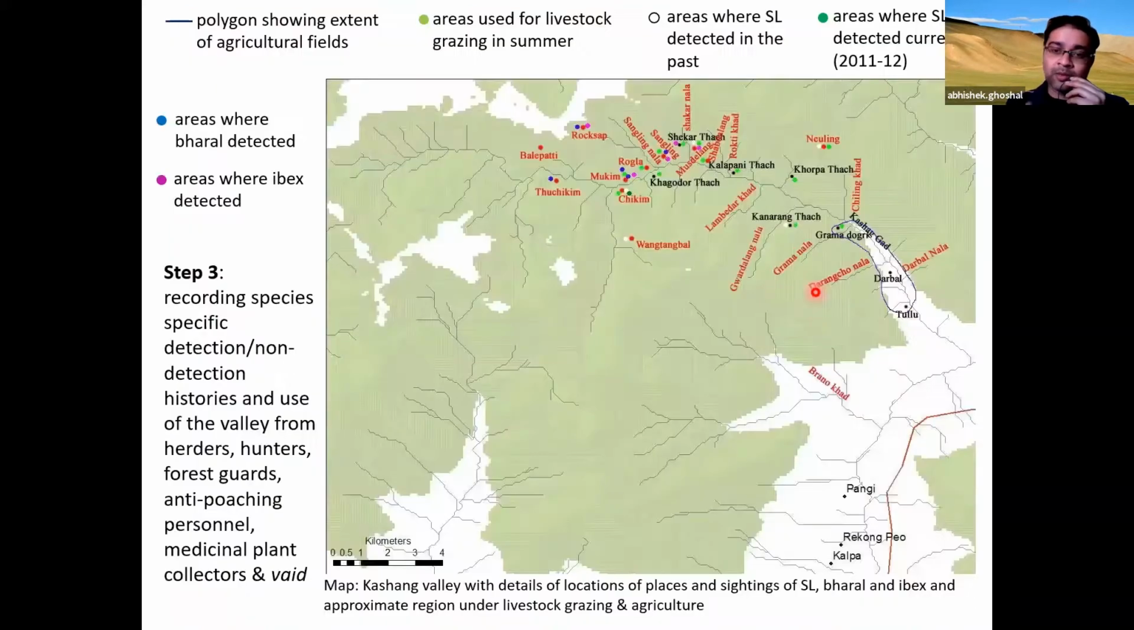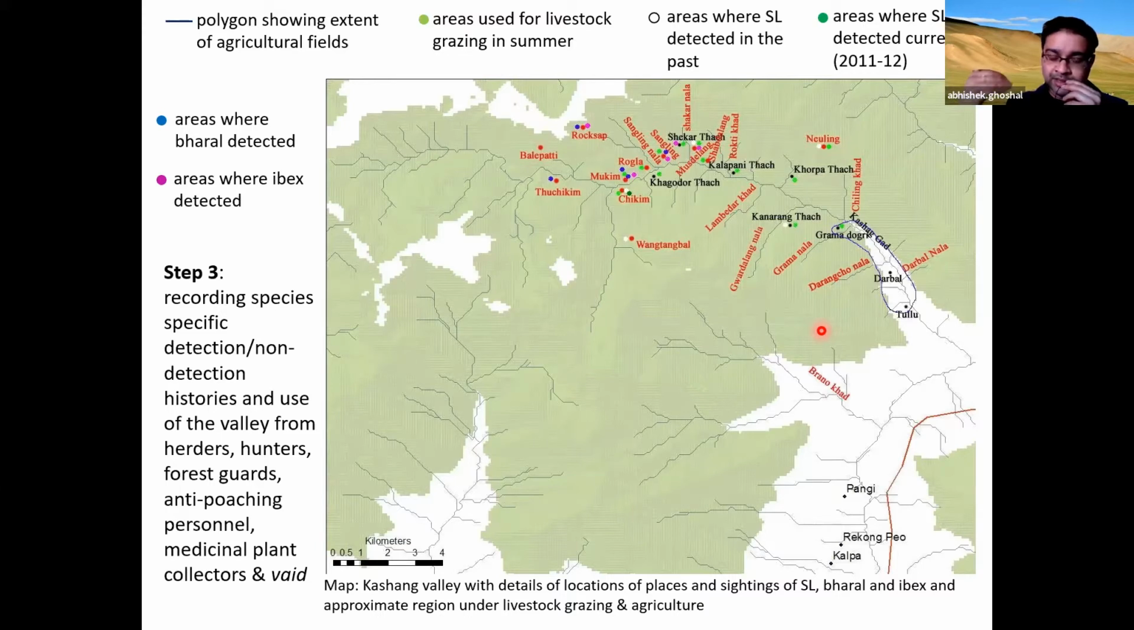And there, if you can see these colored dots on the map, for example, the green dots are where people had seen snow leopards during 2011-12. During 2012, we were doing these surveys. So over the last year, where they had seen snow leopards are in green. The pink or purple dots are where people saw ibex, and the blue dots are where people sighted blue sheep or bharal in this particular valley. And now, what next?